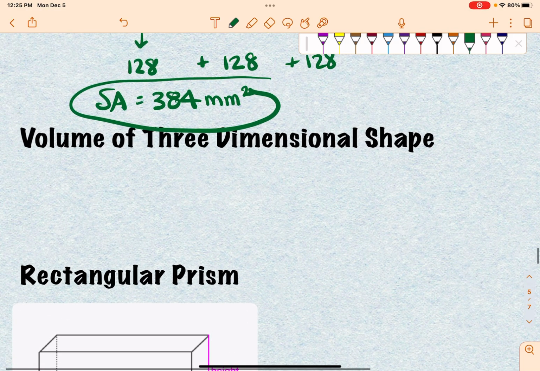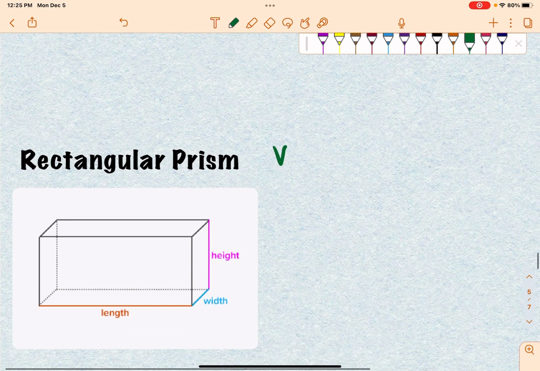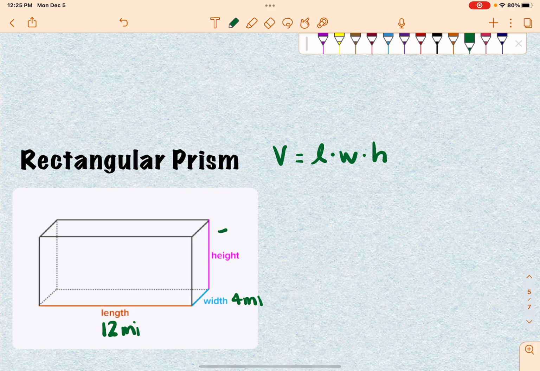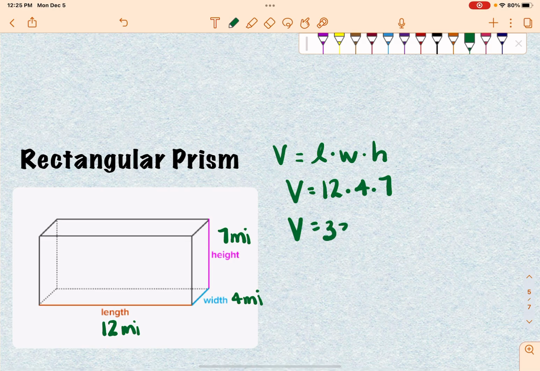Okay, so the last piece we have is volume. For volume, the good news is for both of these shapes we're going to look at, same shape, still this rectangular prism, to do your volume, it's just going to be length times width times height. It's going to be very straightforward. So on this, if this is 12 miles, this is 4 miles, and this is 7 miles, to find the volume, I would just multiply them all together. So 12 times 4 times 7, which will give you 336.